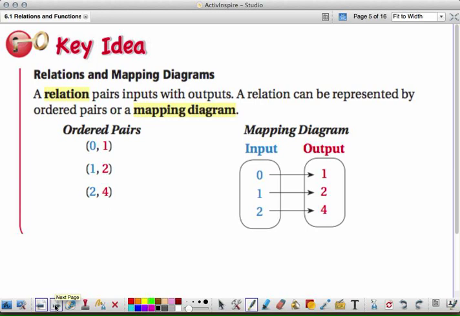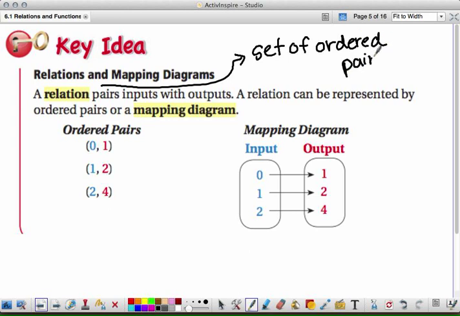Okay, so our key idea here is talking about these relations. And this says that a relation pairs inputs with outputs. Well, we know that when we have a pair of one input and one output, that's our ordered pairs. So sometimes you'll also hear a relation known as a set of ordered pairs. So we're just going to add that note here. Or a set of coordinates. And so sometimes we're going to look at relations as ordered pairs, and sometimes we're going to look at them on a mapping diagram. And so we've got both of those here.